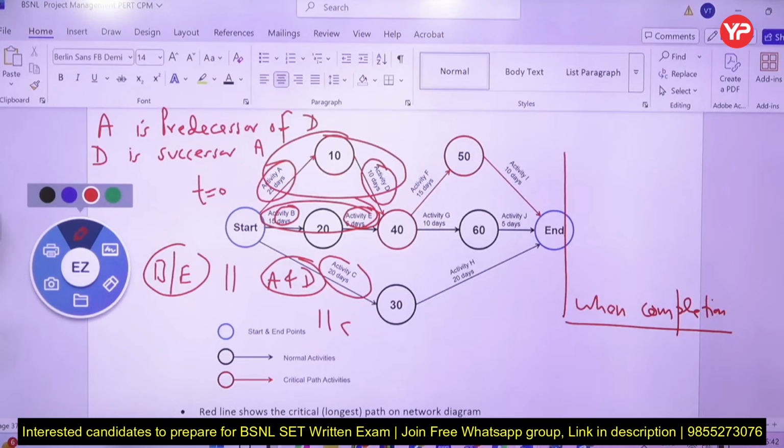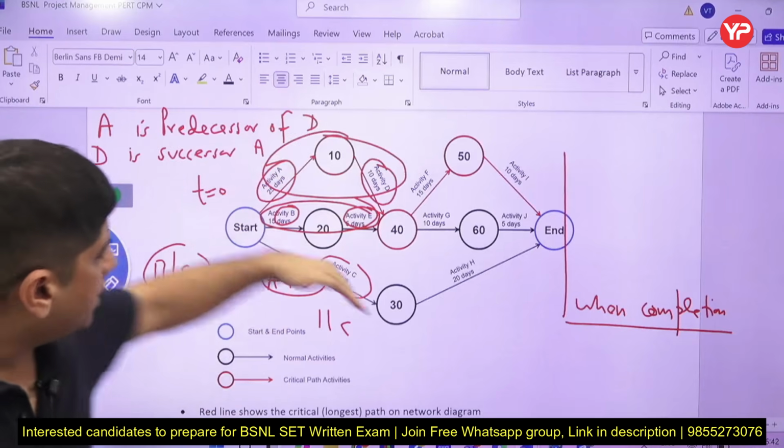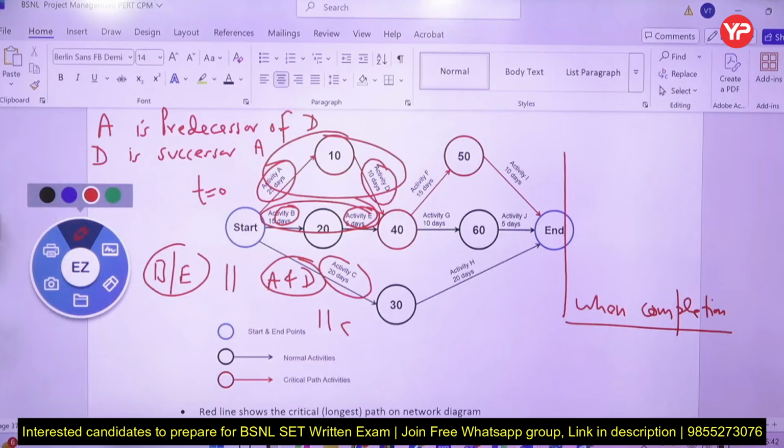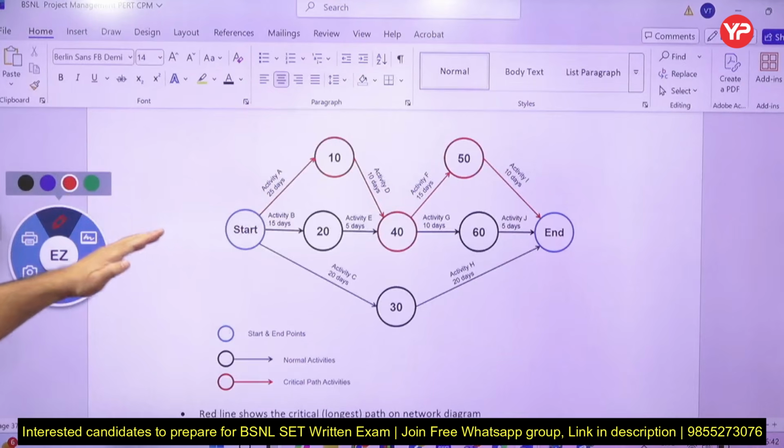Okay, so these are three parallel activities, A, B and E and C. These are three parallel activities. So now how many paths do you see going from here? कितने path आपको नजर आ रहे हैं?